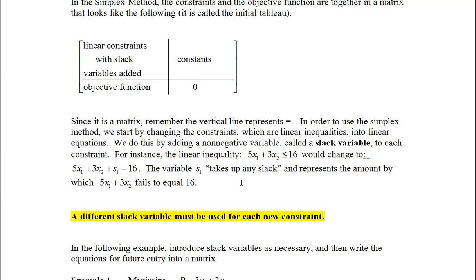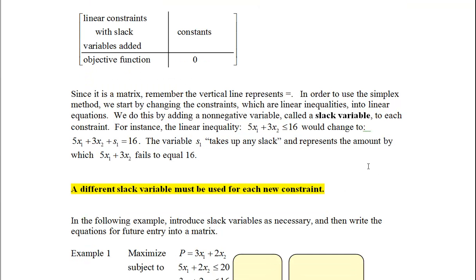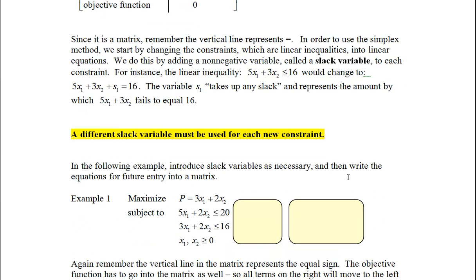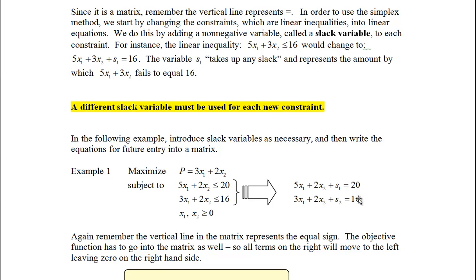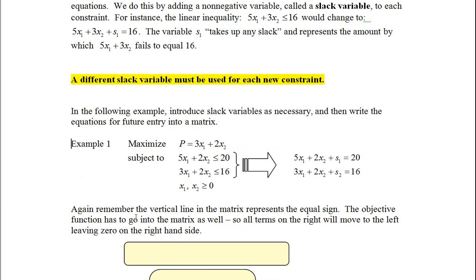So in the following example, we're going to introduce slack variables as necessary and then write the equations for future entry into a matrix. So first thing, I'm going to look at the inequalities. We're going to change those. Now, I've got to add something to this one in order to make it an equation, and I've got to add something different to this one. So I add S sub 1 to the first one and add S sub 2 to the second one, and that's all I have to do. I now have myself an equation. Notice I've got constants on the right hand side. Again, remember the vertical line in the matrix represents the equal sign.